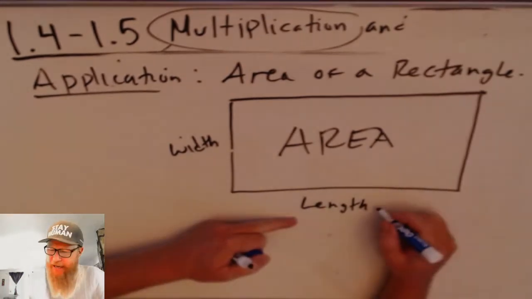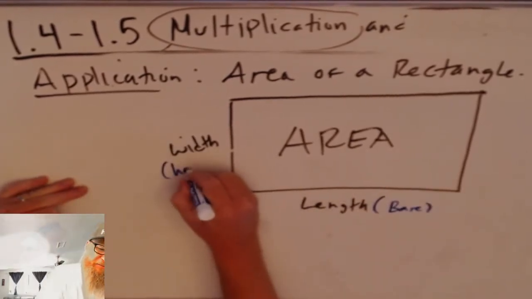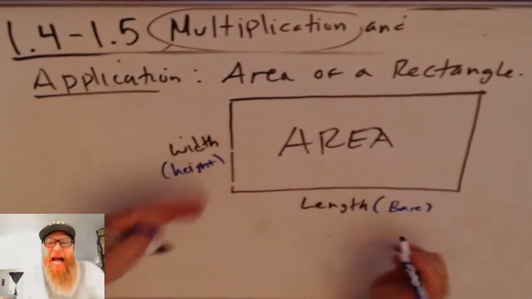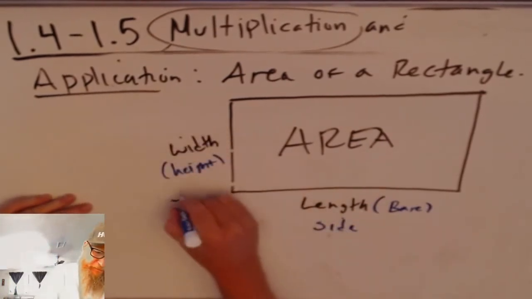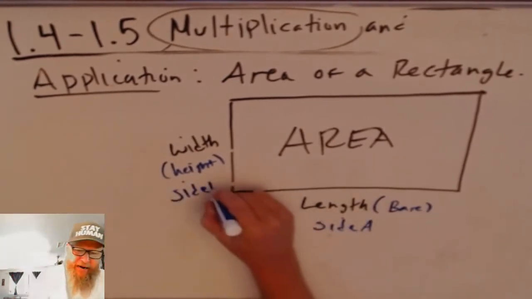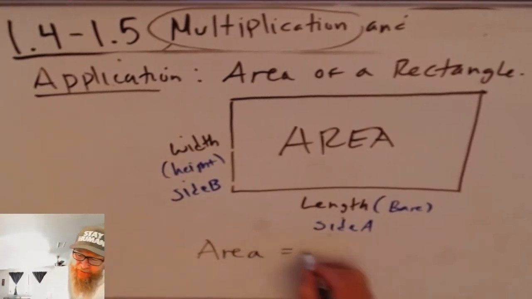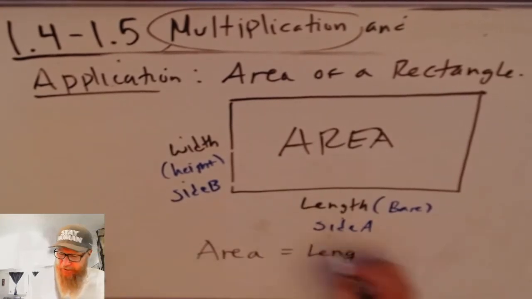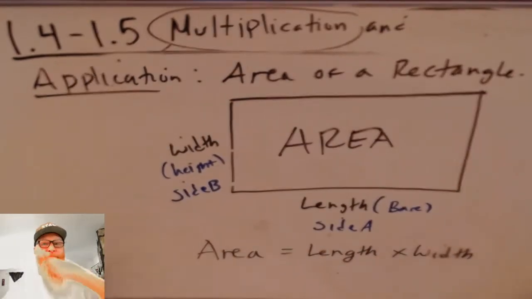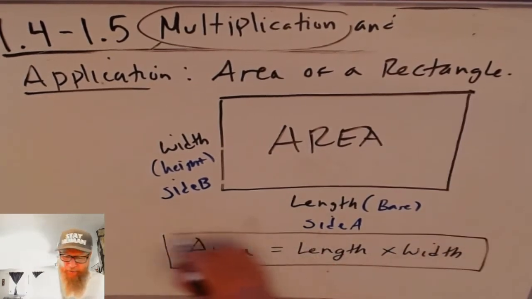Sometimes this is called base and height. Or you can just think of them as sides. Side, side. You know, side A, side B or something. But the way we typically memorize it is area is equal to side multiplied by side, or length multiplied by width. There we go. I knew it would come back. So this is the way we typically memorize the formula.